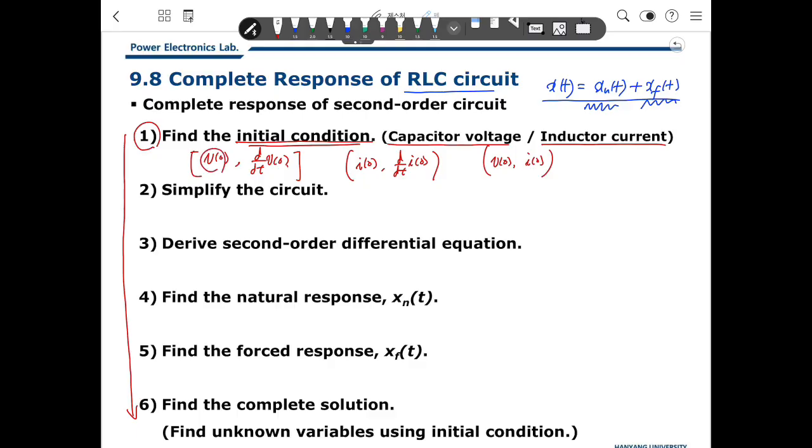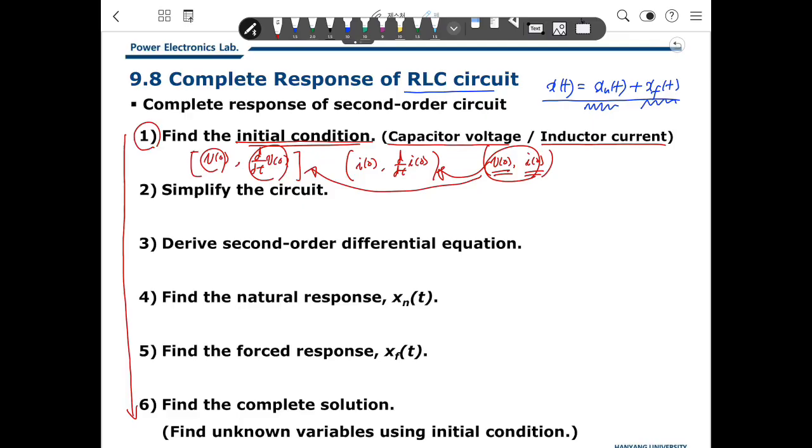V0 and the first derivative of V0. Even though you get two variables, then you can transfer one of them to the other. Anyway, we need to get the initial condition. So if you need to modify the circuit, then you should do that. The reason to modify the circuit or simplify the circuit is to get the initial condition.